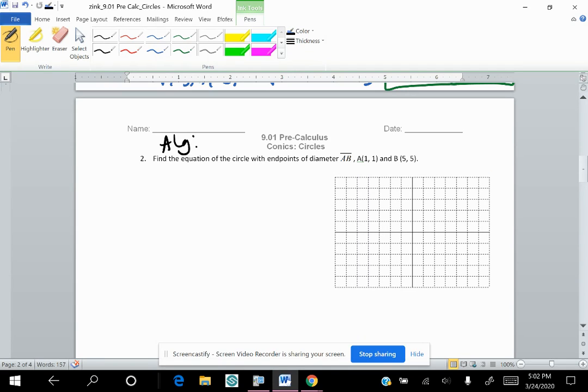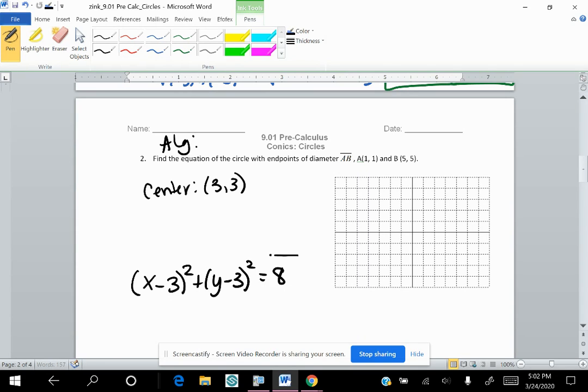All right, so from your midpoint formula, you should have gotten that your center was at (3, 3). You should have gotten that r squared should be 8. Depending on how you did it, you might have found r first, or you might have found r squared, but your final answer, either way, should be this.